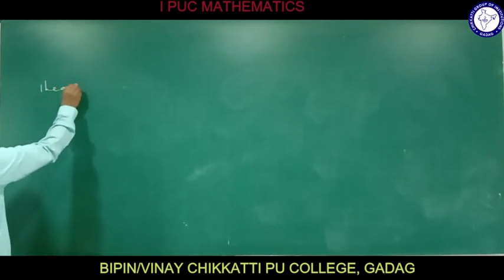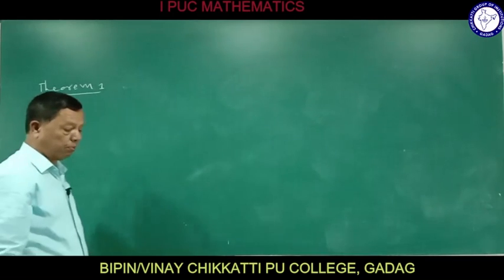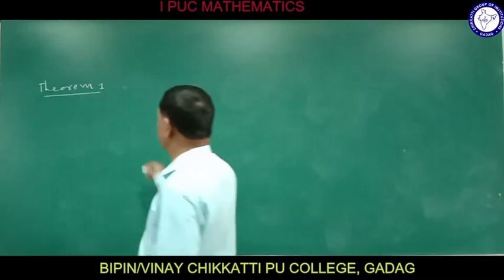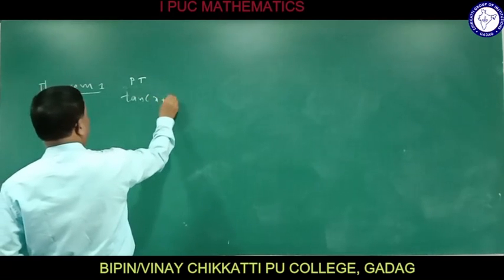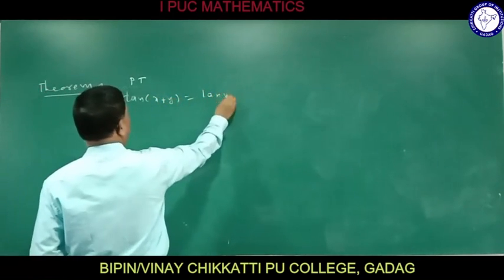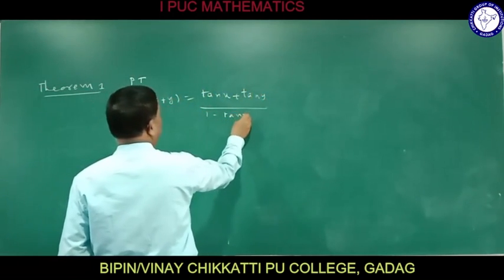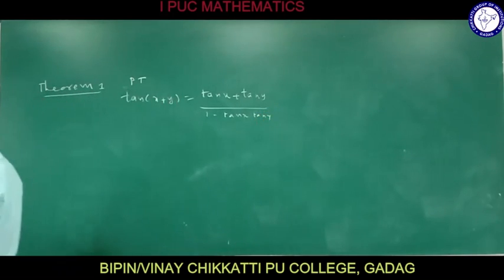See here. Now I have to go for theorem 1. I have to prove that tan of x plus y is equal to tan x plus tan y, divided by 1 minus tan x tan y. So here you are understanding how this can be proved, and accordingly you have to see the result.